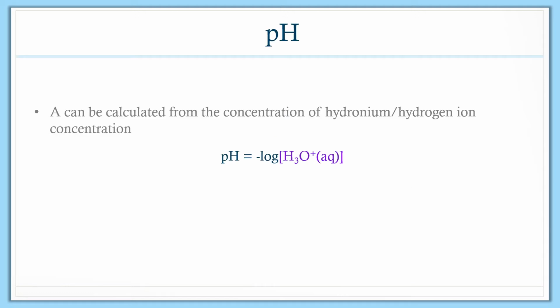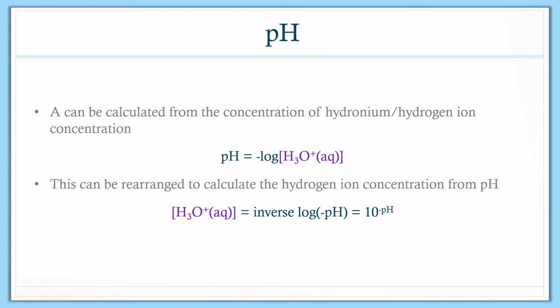It can be calculated with this equation right here. pH equals negative log of the concentration of H3O. You can rearrange that to go the other direction. So if you know the pH, but you don't know the concentration of hydronium, you can calculate it by doing 10 to the negative pH. So you can go from one to the other. pH equals negative log H3O. H3O equals 10 to the negative pH. You can go back and forth.